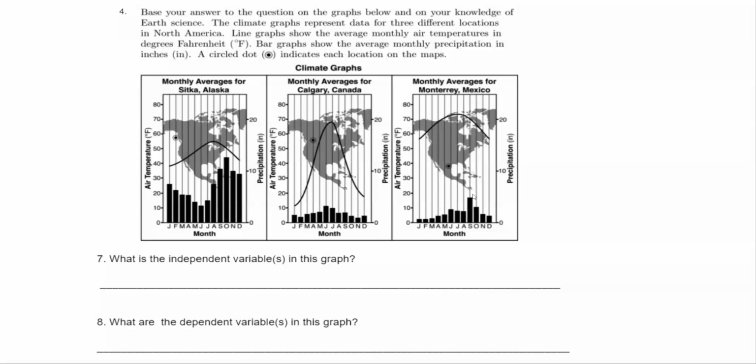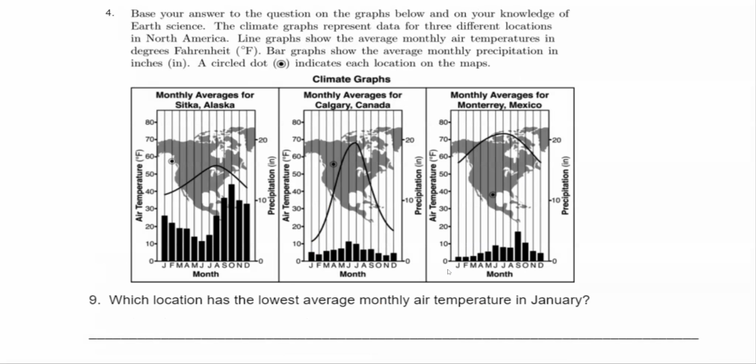So now that I know my variables, the independent variables are the variables that are not impacted by other variables. So month is not impacted by air temperature or precipitation or the location. And the location is also not impacted by air temperature or precipitation or the month. So my independent variables should be the month or time and the location. So my dependent variables must be air temperature and precipitation. Those 2 things are impacted by the month or the time of the year, as well as the location we're looking at.